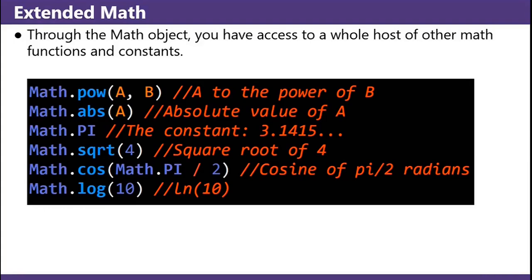Extended math. Through the Math object, you have access to a whole host of other math functions and constants. Math.pow(a, b) is a to the power of b. Math.abs(a) is the absolute value of a. Math.PI is a constant, 3.1415926. Math.sqrt(4) is the square root of 4. Math.cos(Math.PI / 2) does cosine, but it's in radians, not degrees. Math.log(10) takes the natural log of 10.